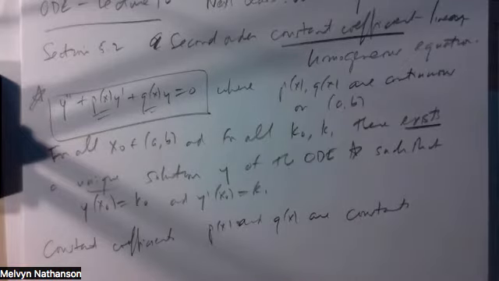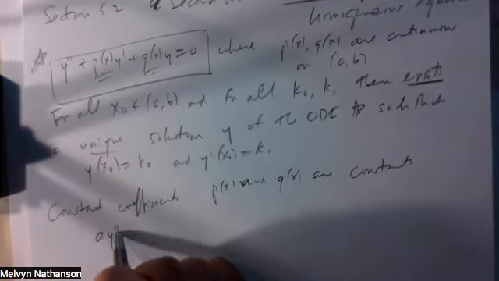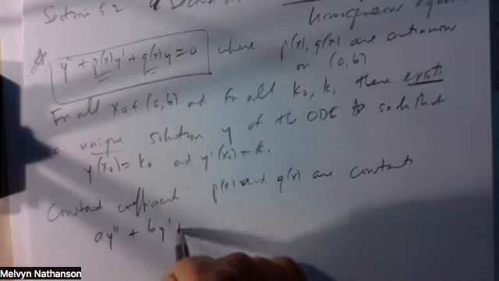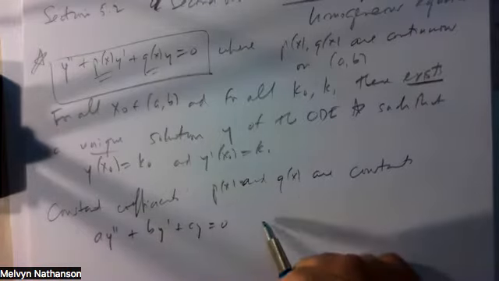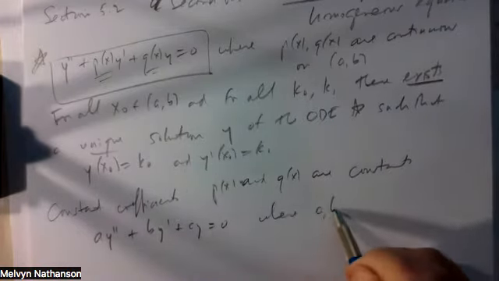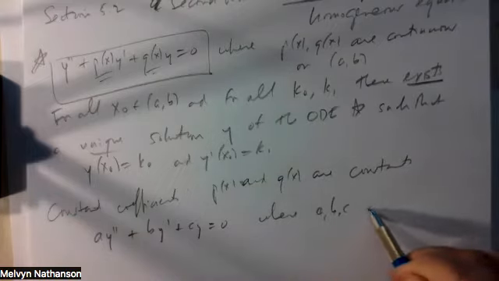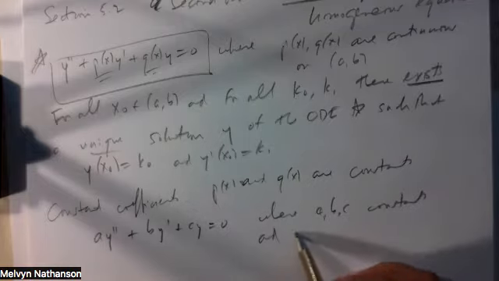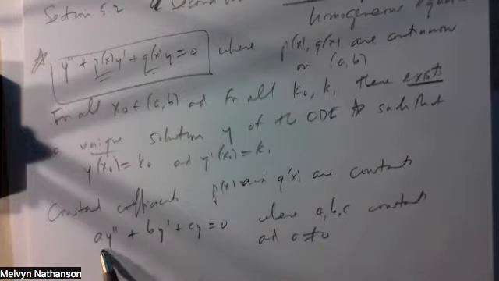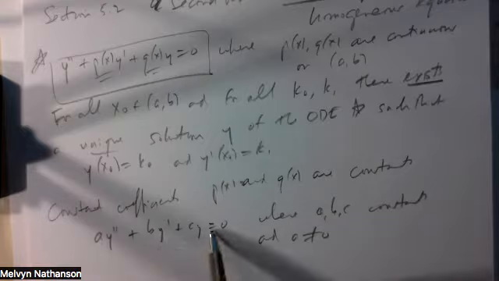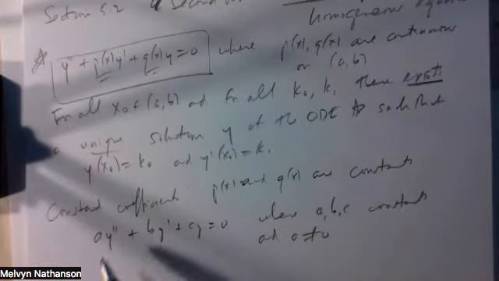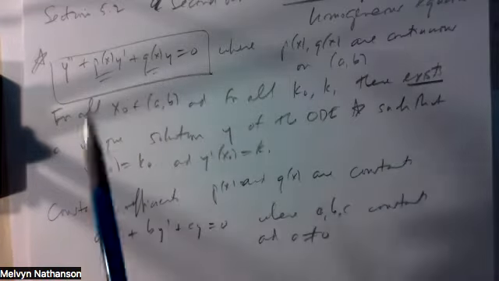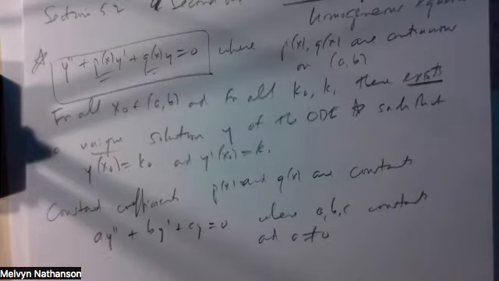Sometimes, slightly more generally, the equation with constant coefficients is written a y double prime plus b y prime plus c y equals 0, where a, b, and c are numbers, constants, and it's only second order if a is non-zero. And if a is non-zero, you could divide by it, so it would be in this form with constants for p and q.